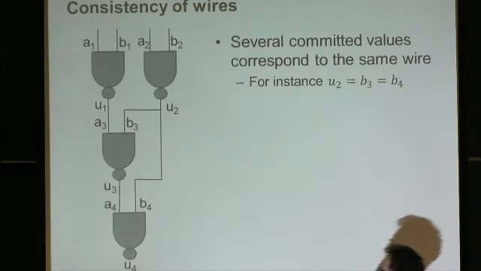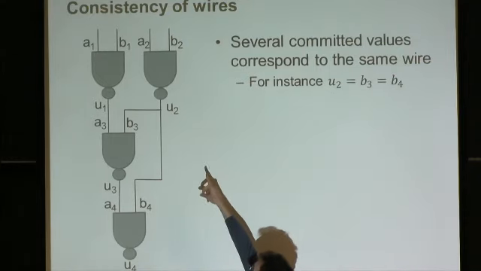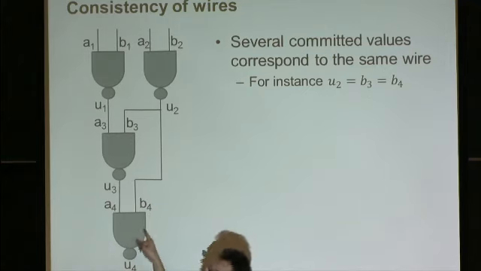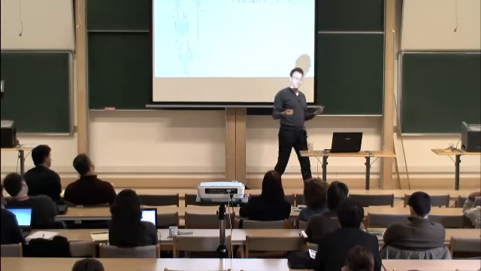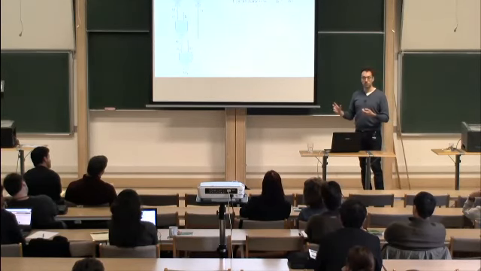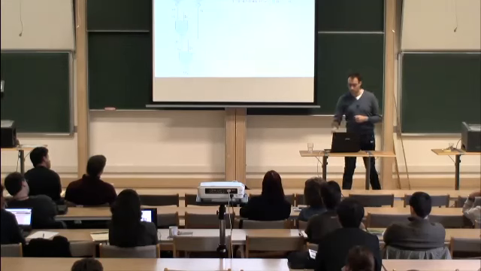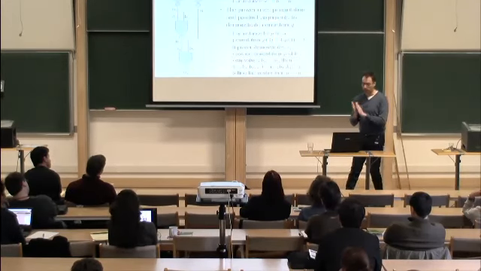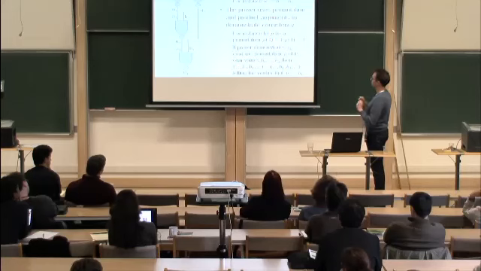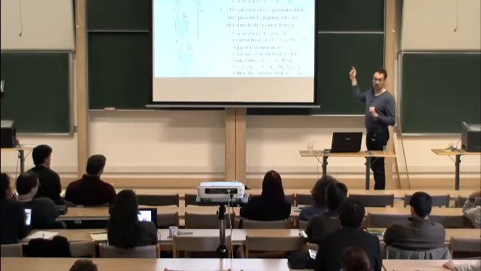Okay, so one example would be here, U2 is the output of this circuit up there, but it's also the input here, it's also the input here, right? So it appears in 3 different places in the commitments. And we have to make sure that all of these bits are the same. I'm not going to give you any details of how to do that, but I'll just give a little sketch that this is where we use the permutation argument.